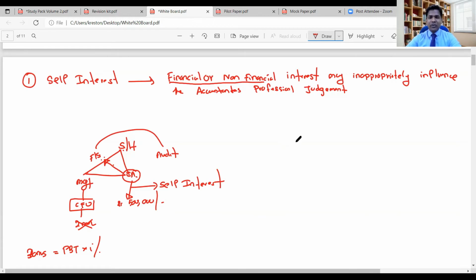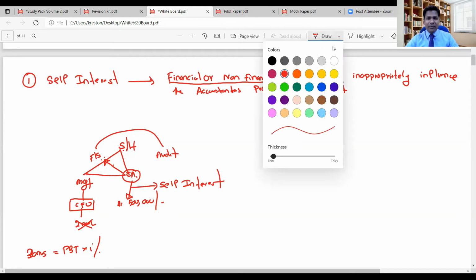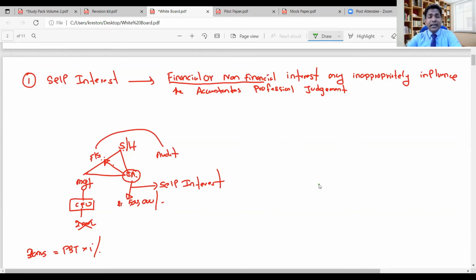I'll just tell you an example also. I'll just note it down. I told about 5 examples, but you can just note it down. One example is accepting gifts, if a gift from the client. And another, let's say the auditor has invested in shares of the client.